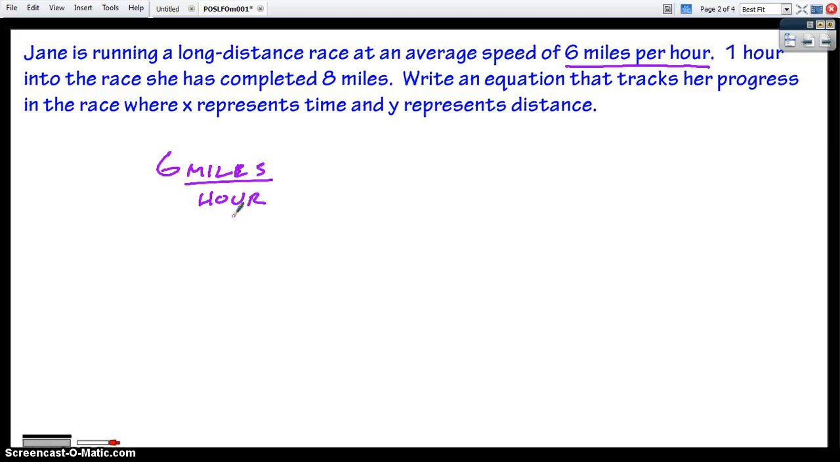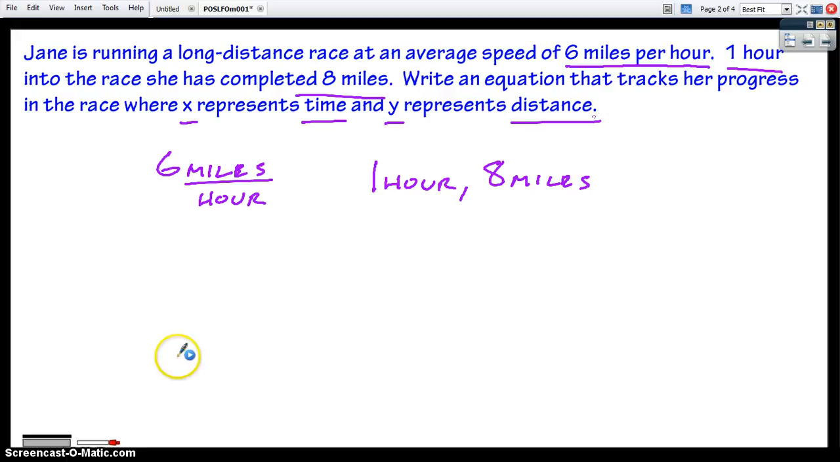Now we also have a current position on her. 1 hour into the race, she has completed 8 miles. So for that first hour of the race, she's been able to cover 8 miles of distance. And then we're supposed to put all this into an equation where x represents the time and y represents the distance. Alright, well, whether it looks like it or not, this is a perfect occasion to use point-slope form.